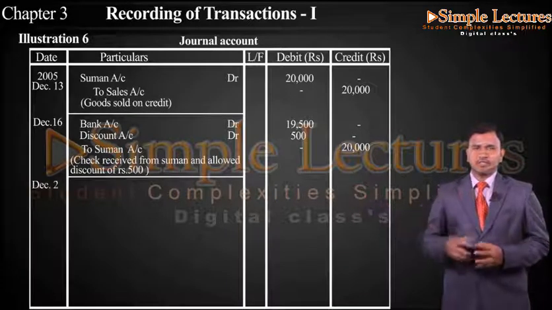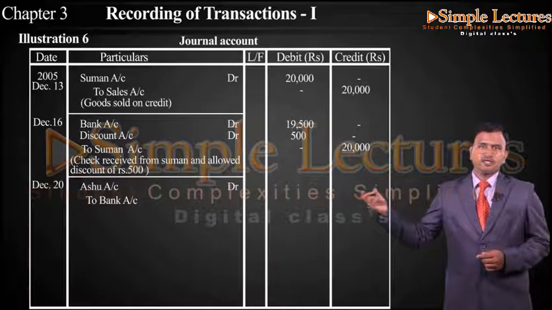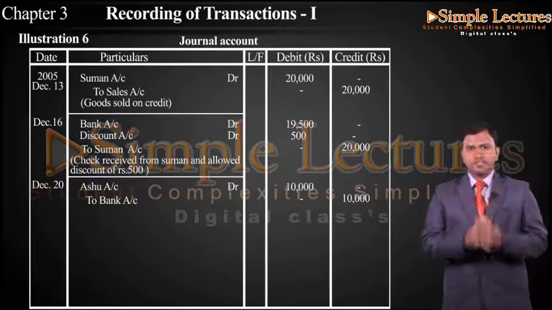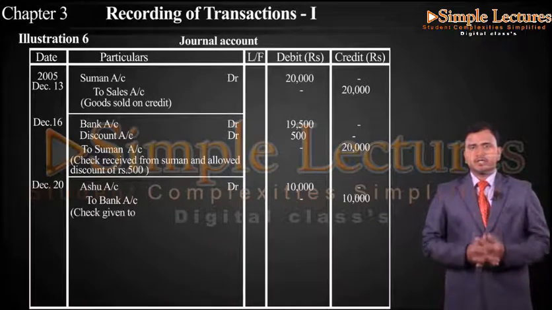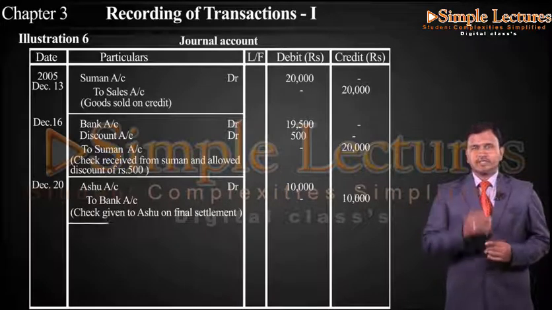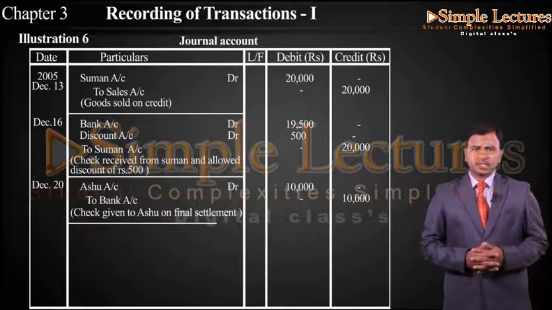The date will be December 20th. Ashu account debtor to bank account 10,000 debit, 10,000 credit. Narration: being check given to Ashu on final settlement. Let us take the next transaction which we have on December 22nd. Rent paid by check 2,000.